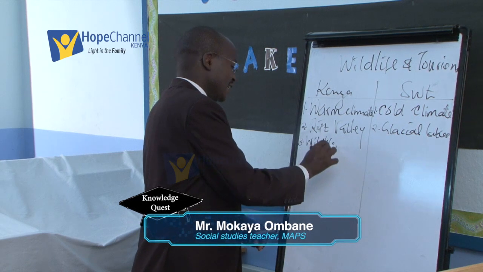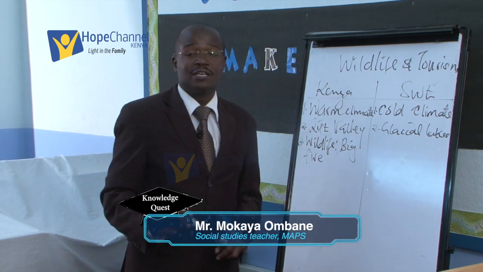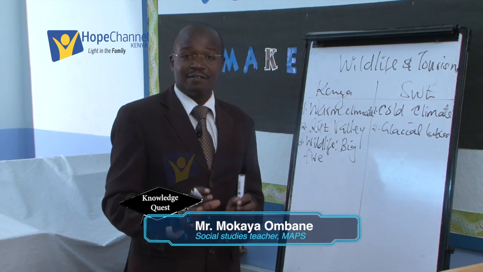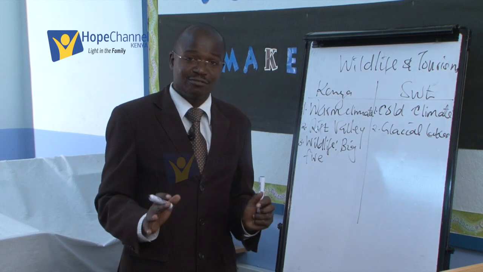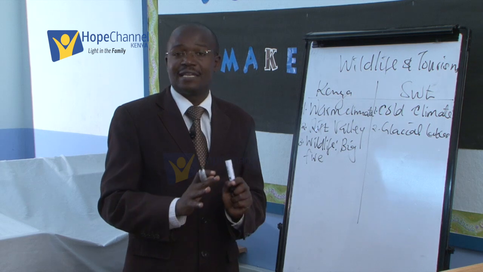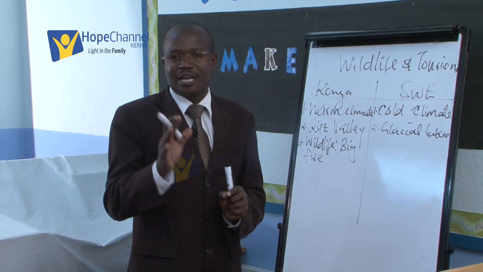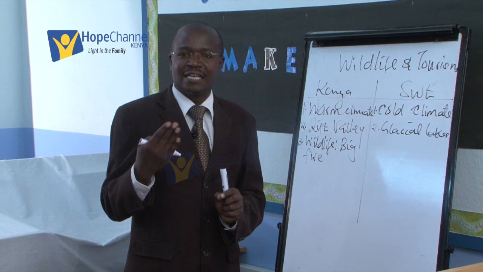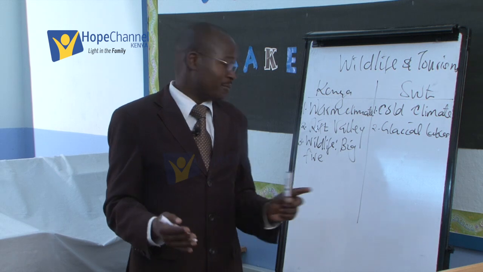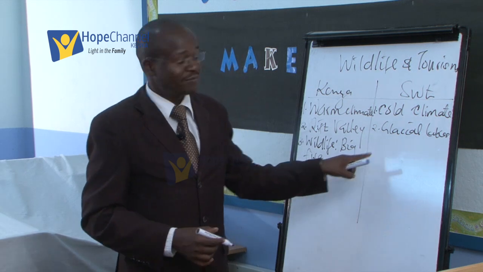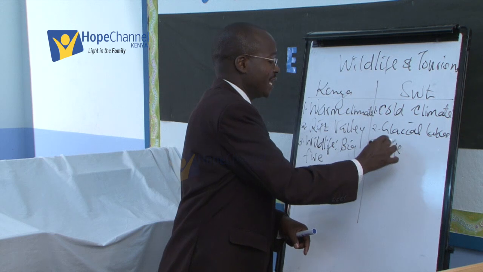Wildlife. In Kenya, we have the big five. The big five in this case, I mean, we have the antelopes, the giraffes, we have the elephants, we have the lions, we have the cheetahs, we have the leopards, and all those animals. Those big animals cannot be found in countries that are outside the tropics, including buffaloes and all those big animals. But in Switzerland, we have the wildlife there.